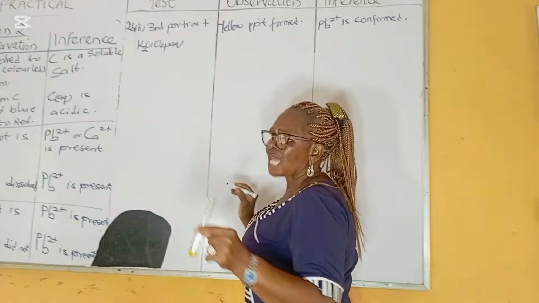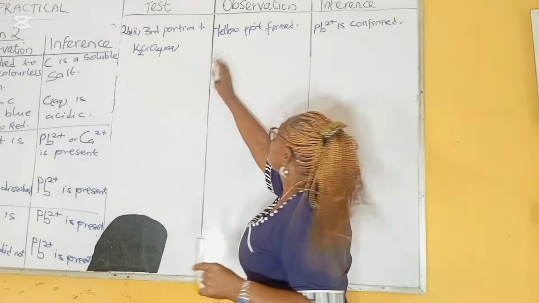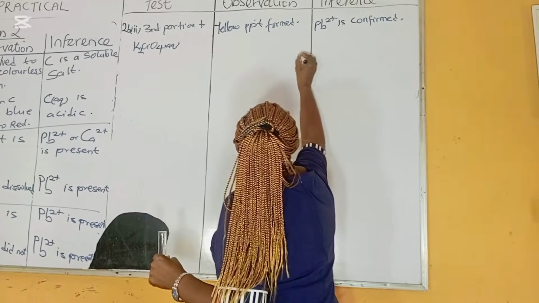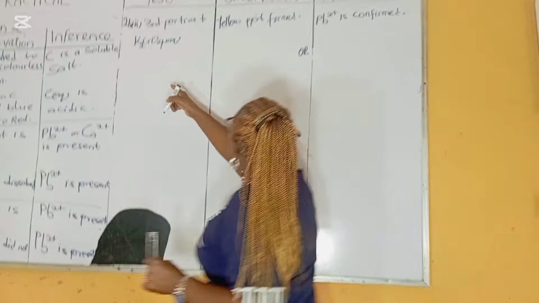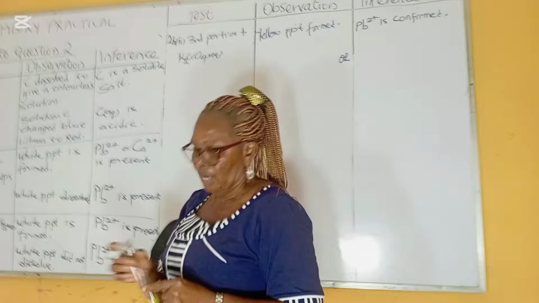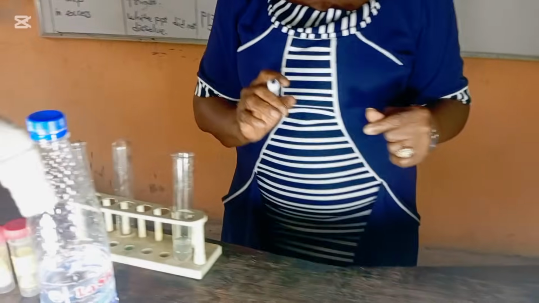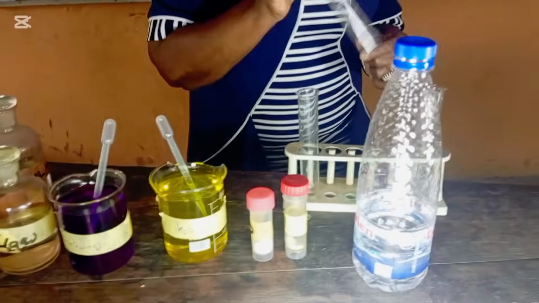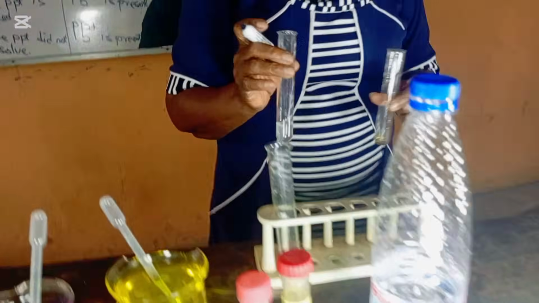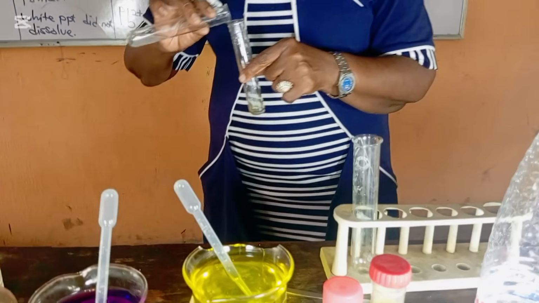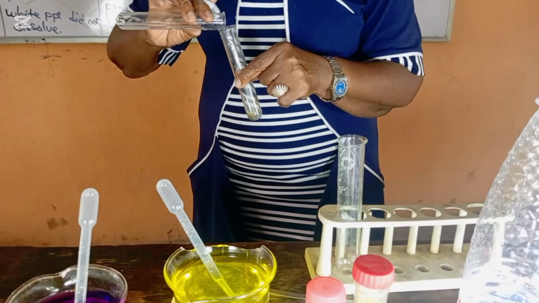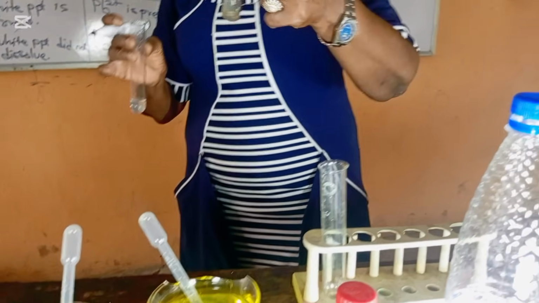If they didn't ask for the other one, that's where you stop. But since I say, let's try the other one, we are still with the third portion. They can never ask you for 3 confirmatory tests in one test. It's either they ask with this K2CrO4, or they ask with potassium iodide. That means I'm going back to the same third portion. It's not the fourth portion, but the third portion.